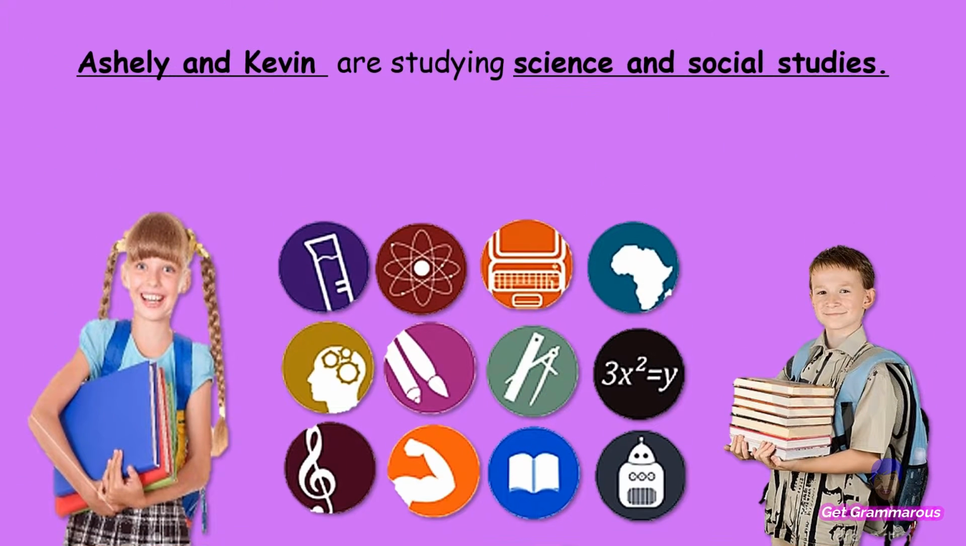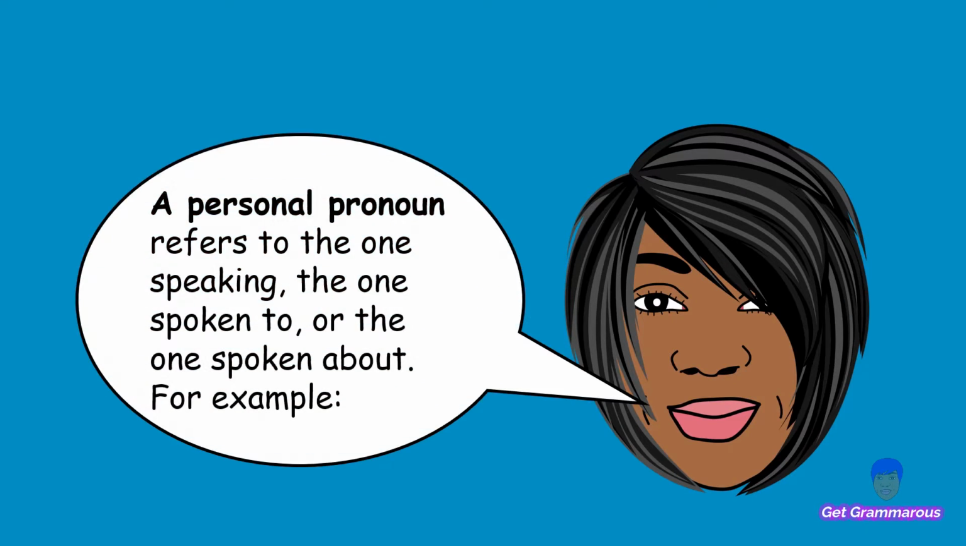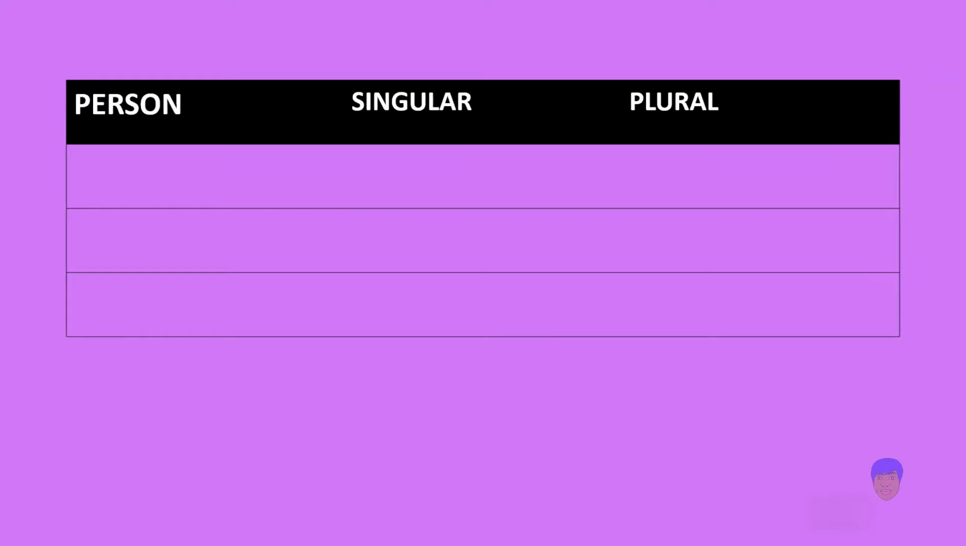Another example, Ashley and Kevin are studying science and social studies. Ashley and Kevin and science and social studies can be replaced by the pronouns they and them. They are studying them. A personal pronoun refers to the one speaking, the one spoken to, or the one spoken about.